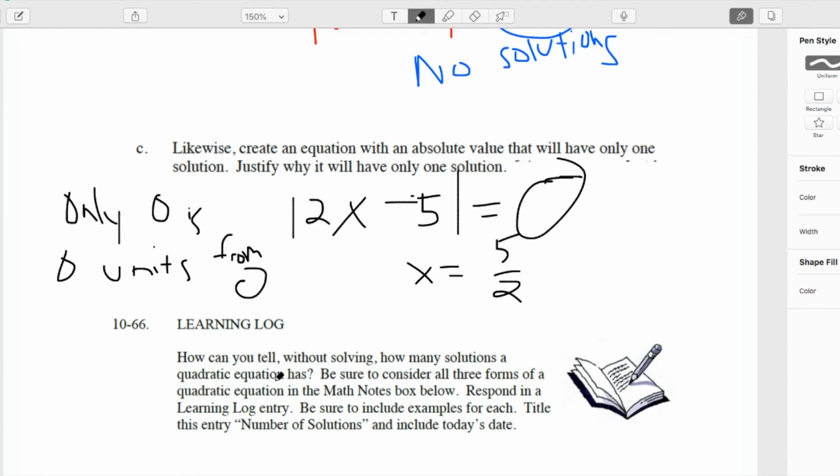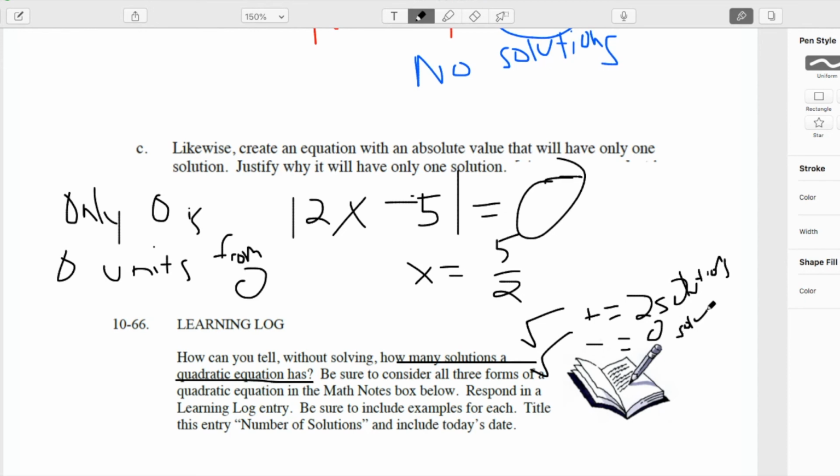Okay? 3 forms of a quadratic equation. Oh man, it's going to be a lot here. Well, quadratic equation, how many solutions? Ultimately it comes down to the square root. When you take the square root, if it's positive, 2 solutions. If you have to take a square root of a negative number, it's no solutions. Square root of 0, you're going to have 1 solution.